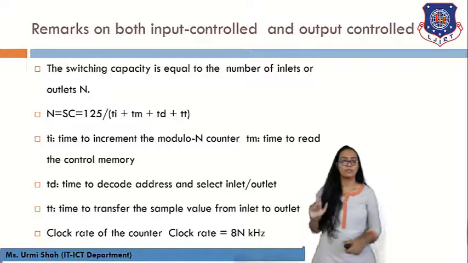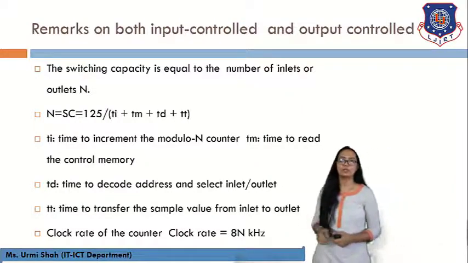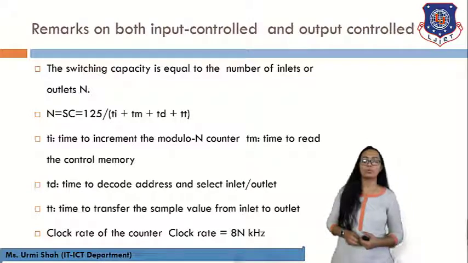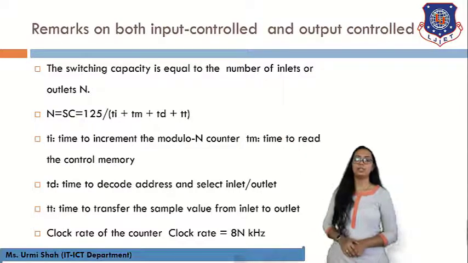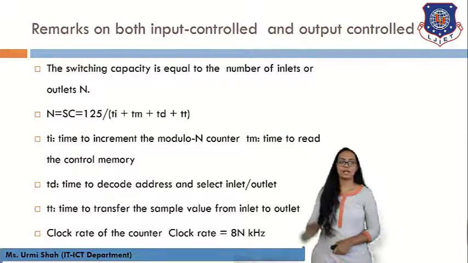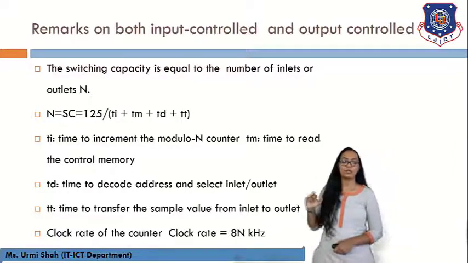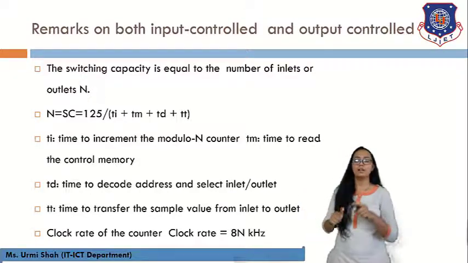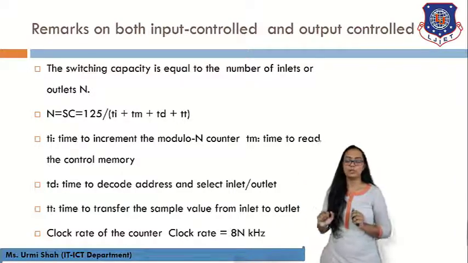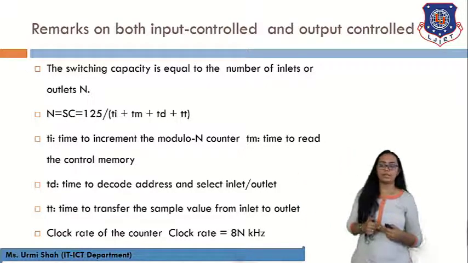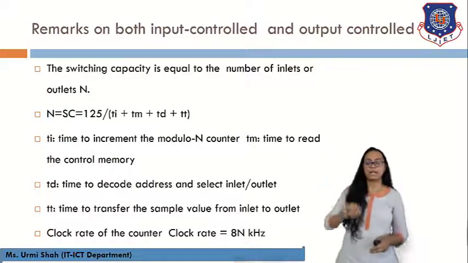As we have discussed in the previous session, the clock frequency was 8 kHz. So over here the time duration is 1 by 8k, that is 125 microsecond, which is assumed in the formula. The rest of the times are listed here: the time to increment the modulo counter, that is TI. The modulo counter increments one after the other as data is entering, and TM is the time to read the control memory. Every time for different data we need an entry in the memory, and for that we read the data in the memory, so that is the time TM.